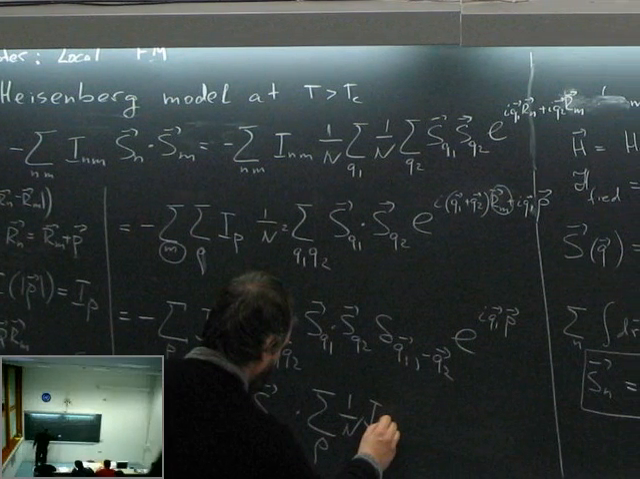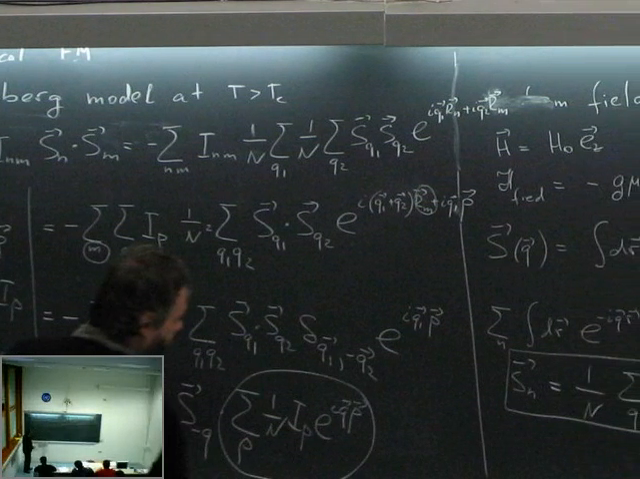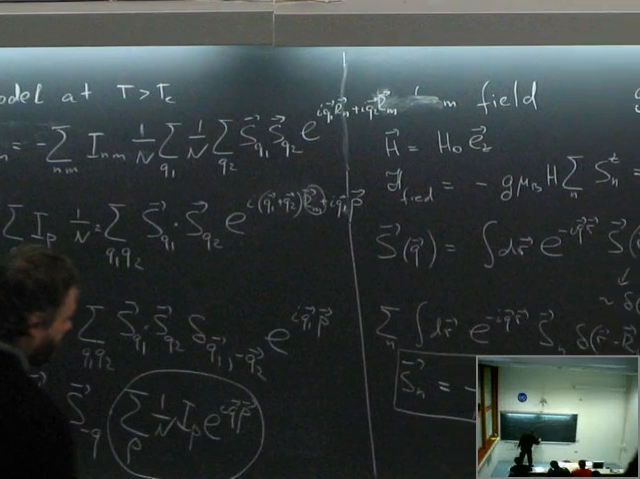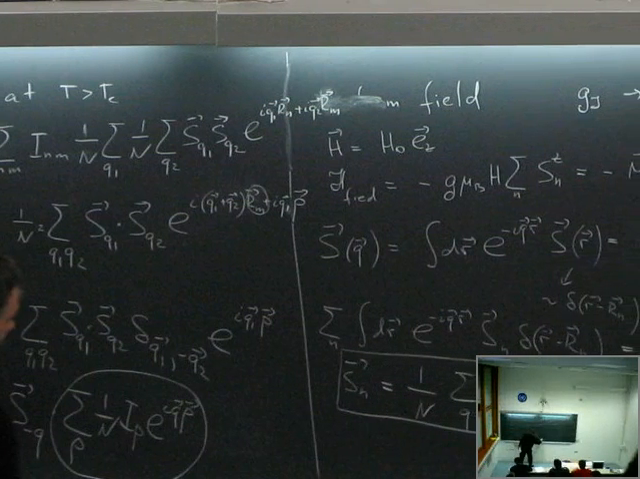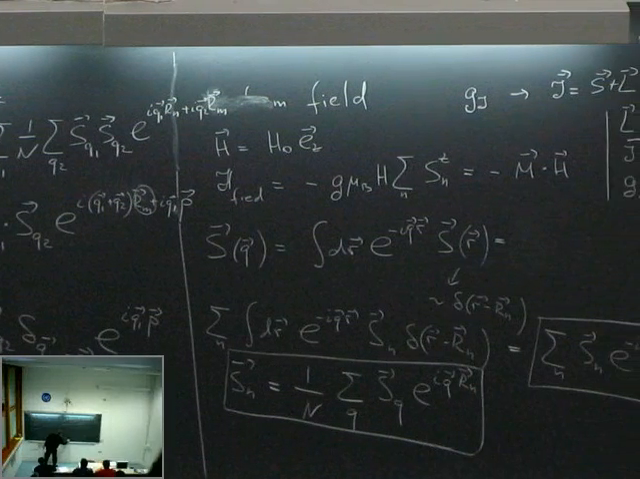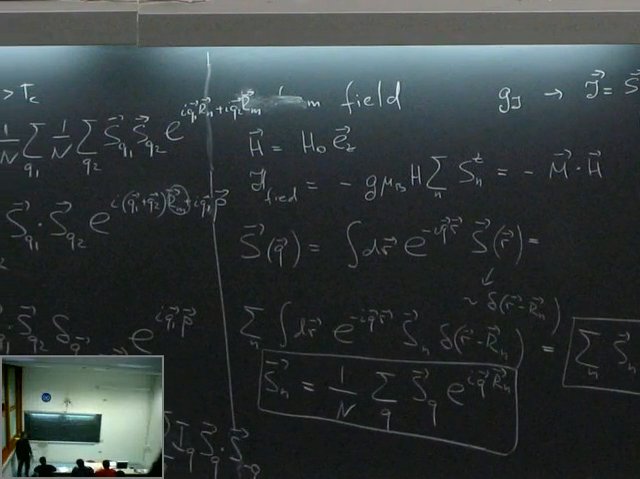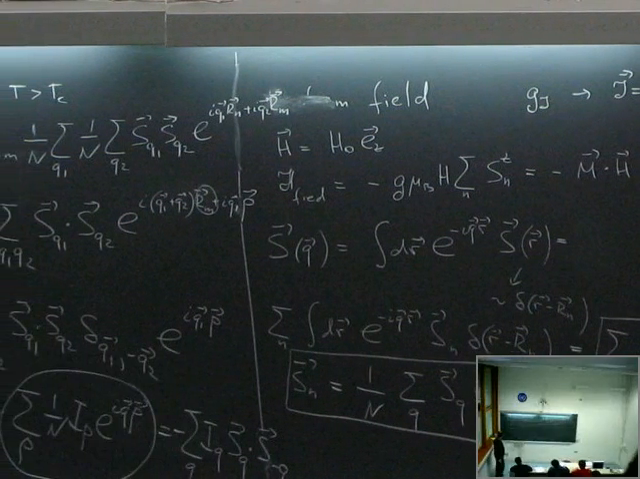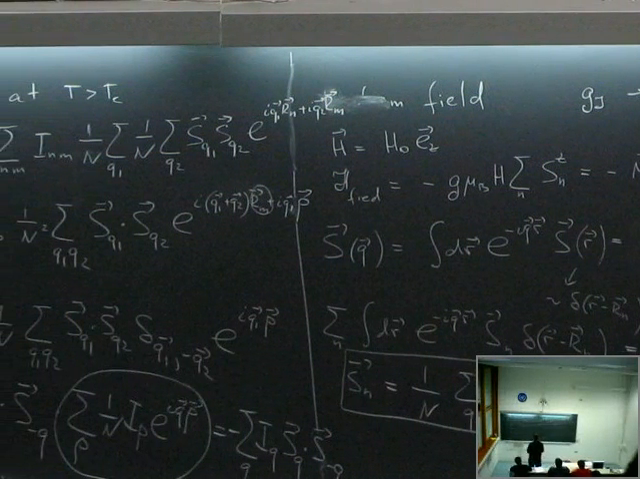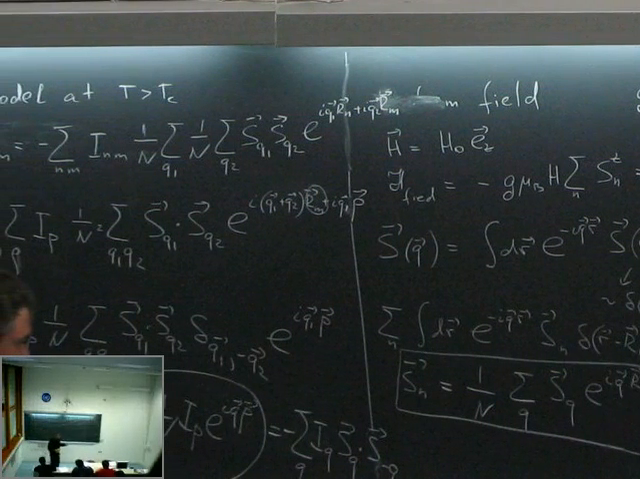I will denote this constant as I_q, and therefore it is equal to minus the sum over q of I_q S_q times S_minus q. So this is the Hamiltonian we are going to deal with. Okay? Do you understand what is done?